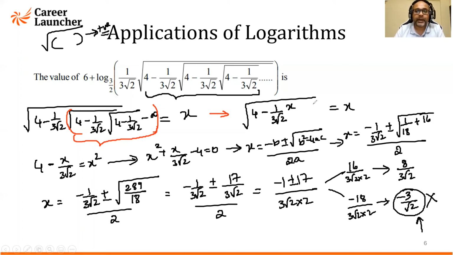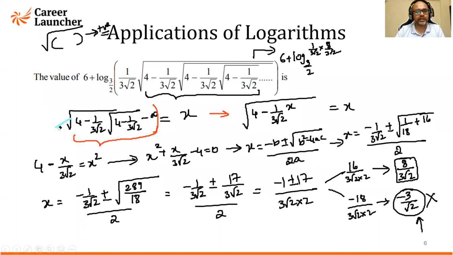Now, why did this happen? Because we manipulated by squaring on both sides. I already discussed, when you're squaring things on both sides, be careful about your final answers. So you get only one possible answer, which is 8 by 3 root 2. So your entire expression now becomes 6 plus log 3 by 2 base and 1 by 3 root 2 into 8 by 3 root 2. Now this becomes meaningful and simple. So I'm just erasing a few parts so that I can make space to write once again.